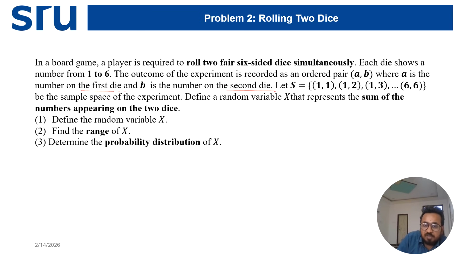S is equal to what? 1 1, 1 2, 1 3, 1 4, 1 5, 1 6. Similarly, you can write 2 1, 2 2, 2 3, 2 4, 2 5, 2 6, 3 1, 3 2, 3 4, 3 5, 3 6. And similarly, the last one will be 6 1, 6 2, 6 3, 6 4, 6 5, 6 6. This is the sample space of this experiment, and also define a random variable X that represents the sum of the numbers appearing on the two dice. Now the question is: define the random variable, which is already given, then the range of this X, and determine the probability distribution corresponding to the value of X.